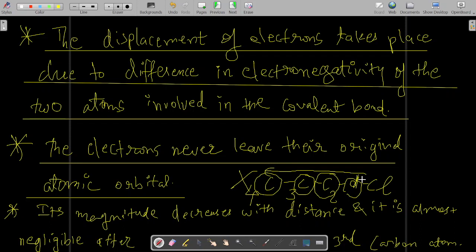So the effect of this inductive effect is visible only till the third carbon in the chain. Most prominent on first, lesser prominent on second, even lesser prominent on third, and on fourth almost negligible. Such is the situation.